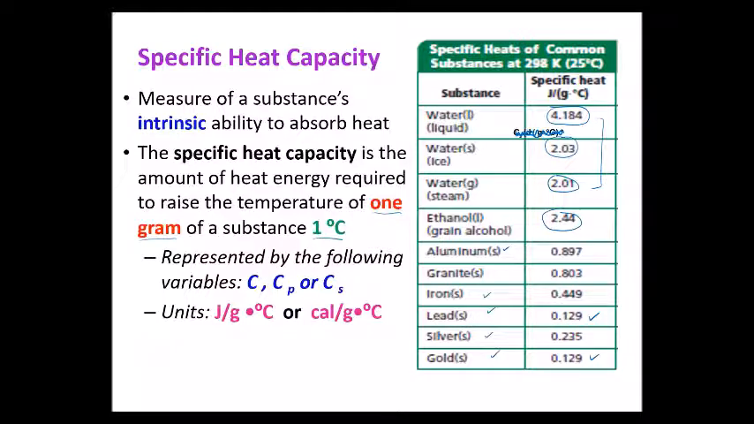However, you could do joules per gram Kelvin. In the problem, if it gives it to you in Kelvin, it's just on the Kelvin scale. The only difference between the Kelvin scale and the Celsius scale is 273. So they are the same incremental magnitude. The difference would just be where your starting point is.